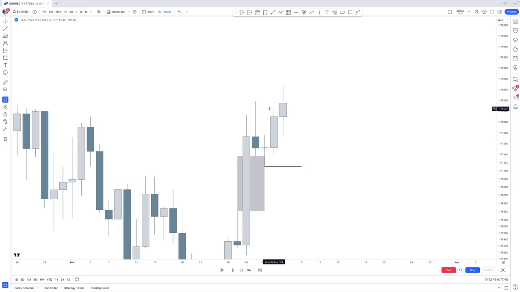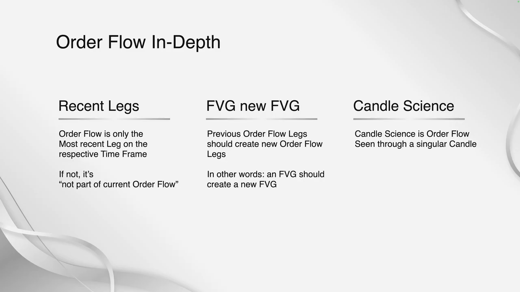That's very important because, of course, on a lower time frame we will have a new fair value gap higher. Now, from those order flow in depth, again, I would argue it's still quite the basics. We will go way more in depth later on as well. But the next thing we need to understand is candle signs.